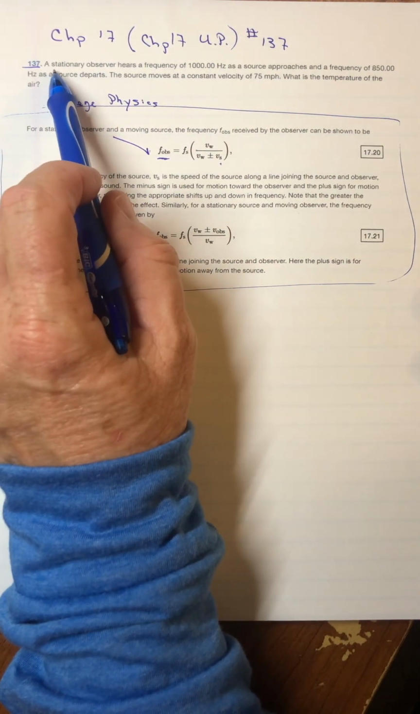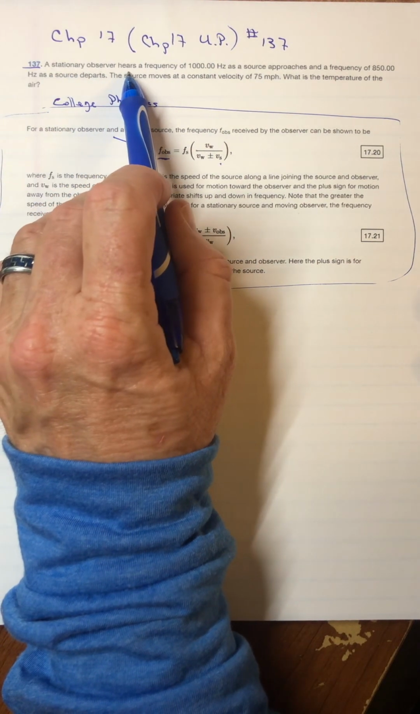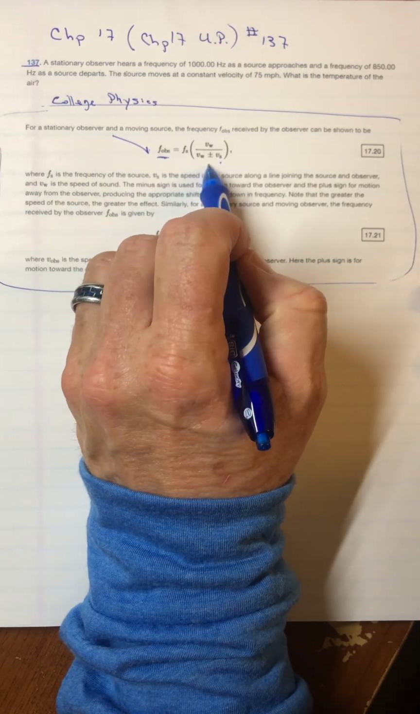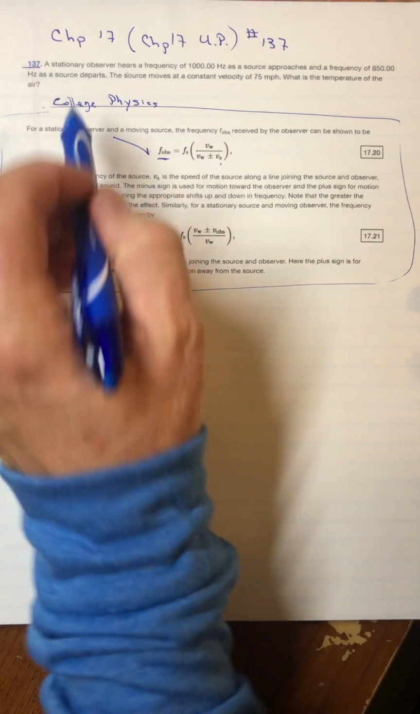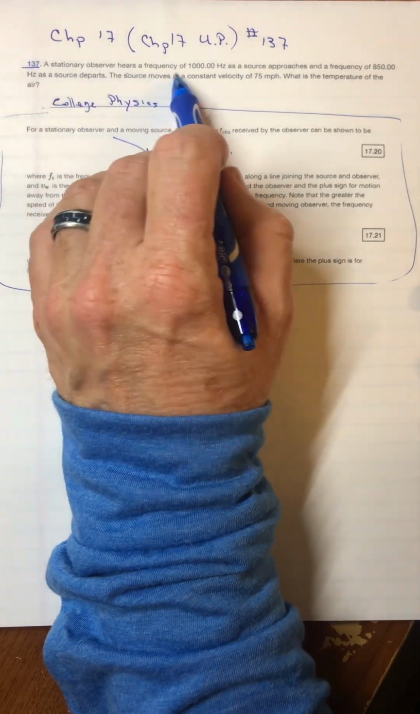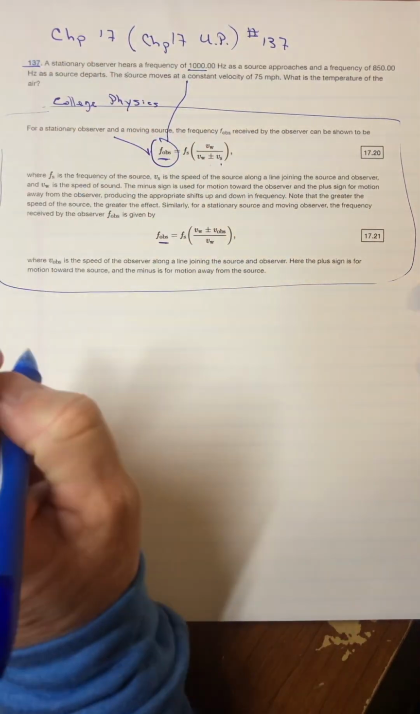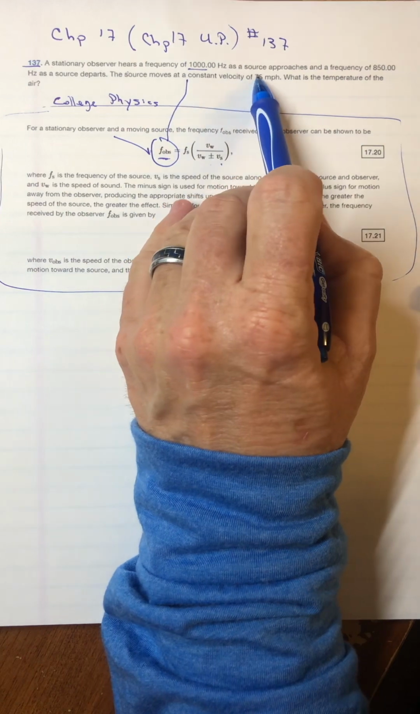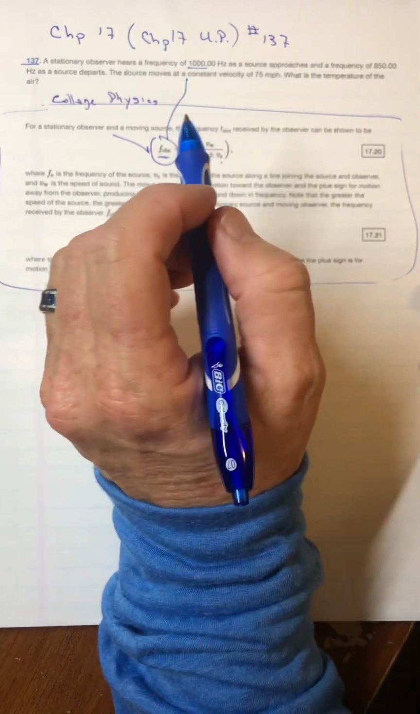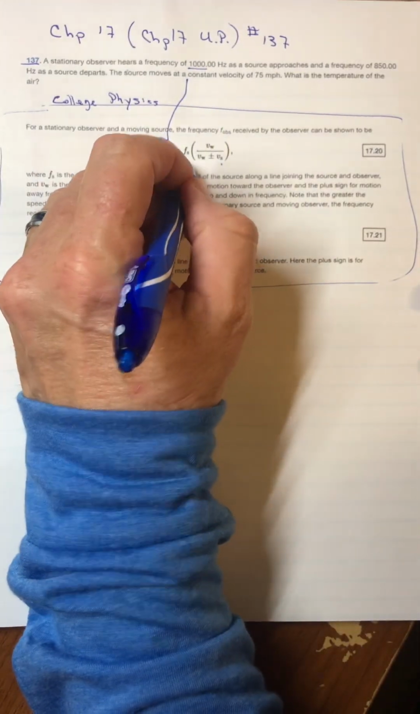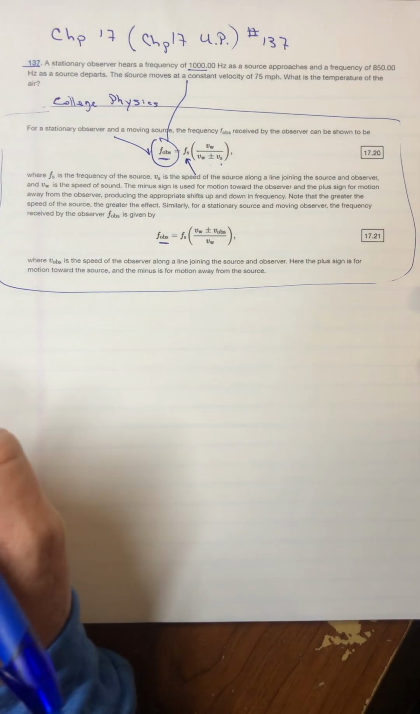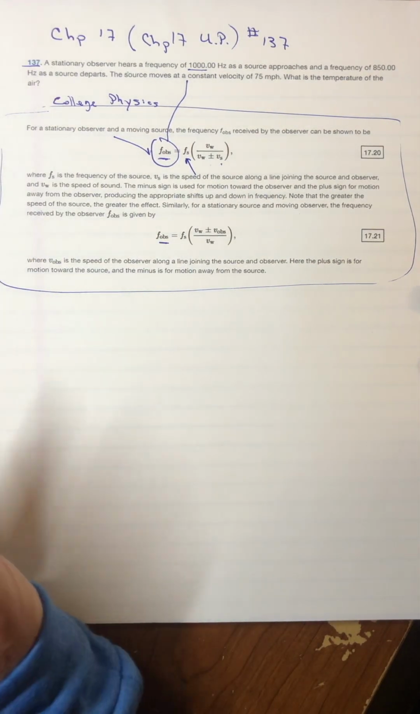And so it says a stationary observer. Okay, so not this one here, but this one here for a stationary observer. A stationary observer hears a frequency of 1,000. So this is what they hear. This is what they observe. This would go right here. As the source approaches, okay? And so they don't tell us what the frequency is. They just say it is approaching, okay?